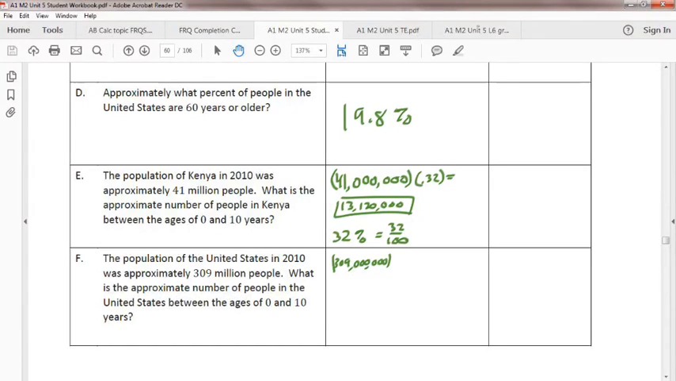So I got to multiply this by 13%, which is 0.13. What do you guys get when you multiply those two together? 40 million. Is it 40 million? 170,000. Hold on. No, that's not right. Wait, 100 and what? That's what we got. 170, 70, and the rest are 0. All right, cool. So that's how many people are in the age range from 0 to 10.